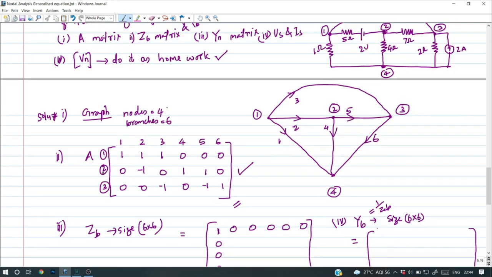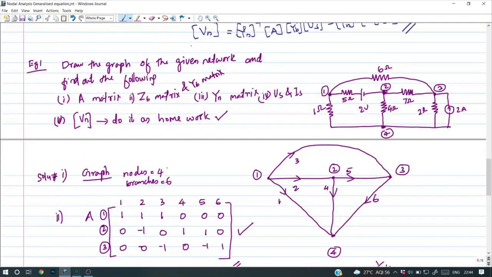Then this is the new thing to you. Next we need to find out the ZB matrix and YB matrix. The YB matrix is the inverse of the ZB matrix. So first of all, let's see how to build the ZB matrix. In order to build the ZB matrix, you need to remember these things. ZB contains only diagonal elements. Off diagonal entries are zeros.